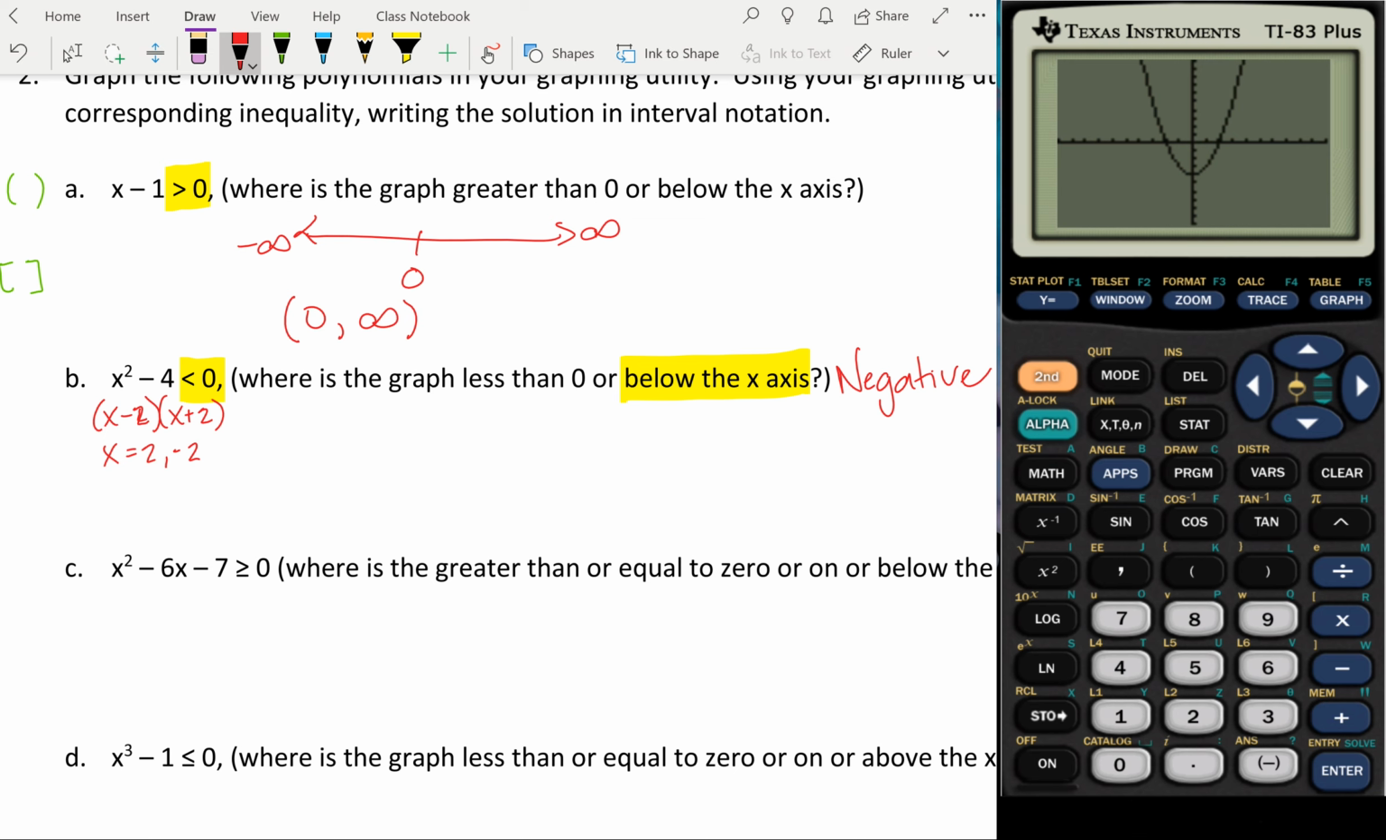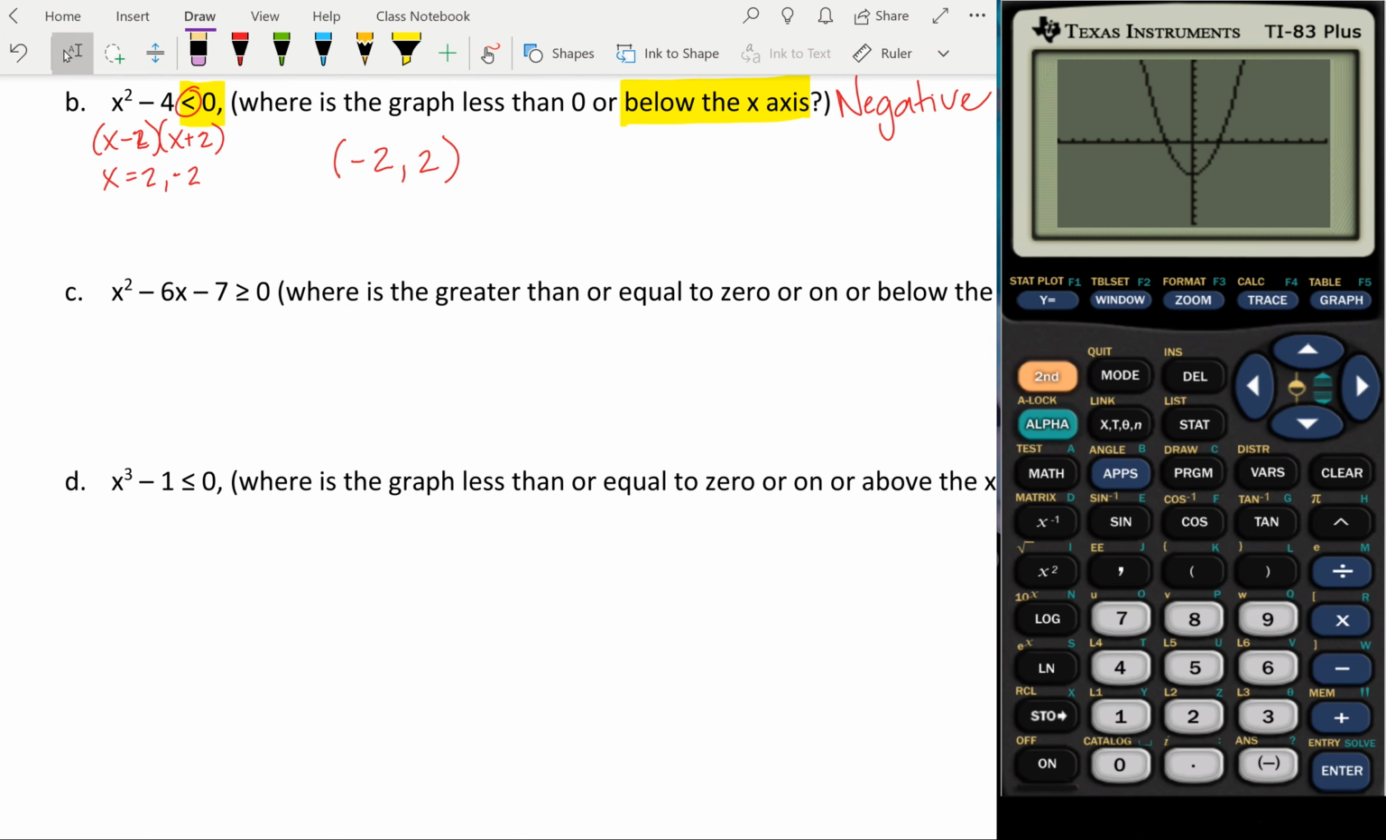So where are the answers negative? Well, between the numbers -2 and 2, it falls below the x-axis. But we're still going to use proper interval notation, -2 to 2. It is not going to be bracketed because we're looking at less than 0.